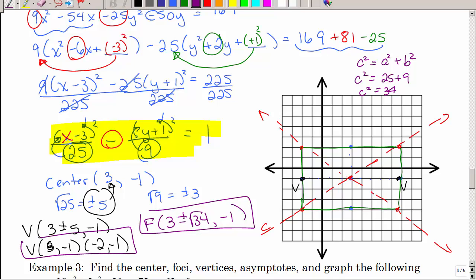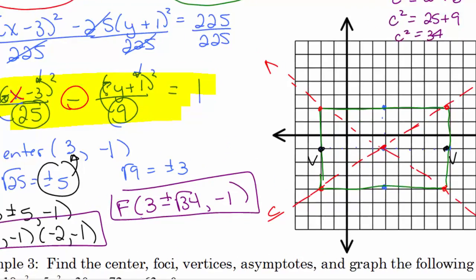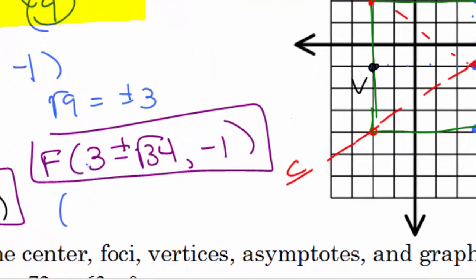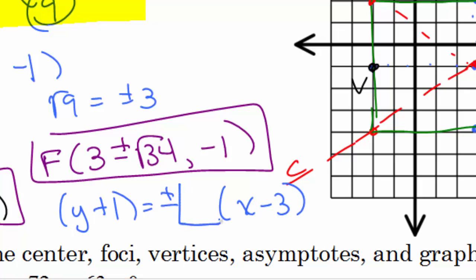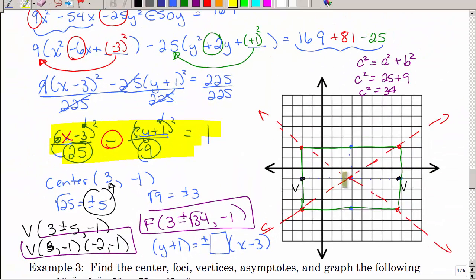And the last thing I need to do is find the asymptotes. So I start out with y equals mx plus b. So y starts first, so I have y plus 1 equals plus or minus. Then I have the x minus 3, and right here I want to do rise over run. Rise over run. So how far did I go up from the center? 3. How far did I go left to right? 5. And again it's plus or minus because I have two asymptotes.